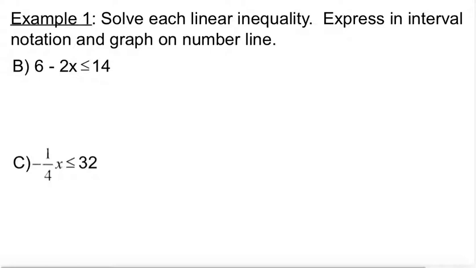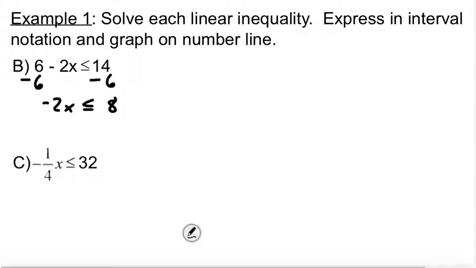Parts B and C are very similar to that one. We've got 6 minus 2x is less than or equal to 14. You want to get the negative 2x by itself, so get rid of that 6. It's a positive 6 right now. It's attached there by addition. We have to get rid of it using subtraction. So we end up getting negative 2x is less than or equal to 8.